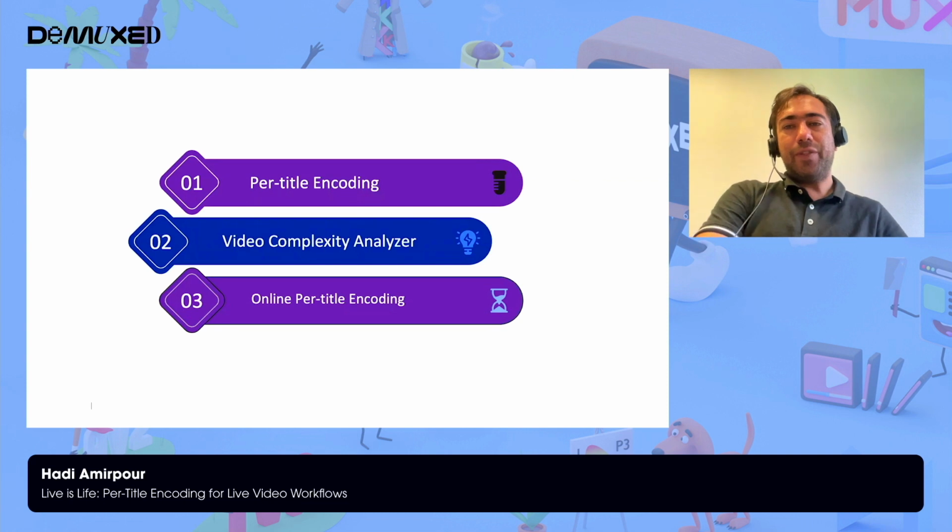First, I will give a brief introduction about per-title encoding and its challenges. Then I will introduce our open source software Video Complexity Analyzer, or VCA, and at the end I will present how we use the features extracted by VCA to improve per-title encoding for live streaming.